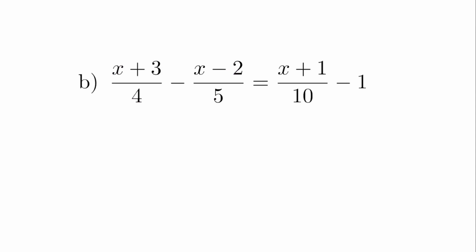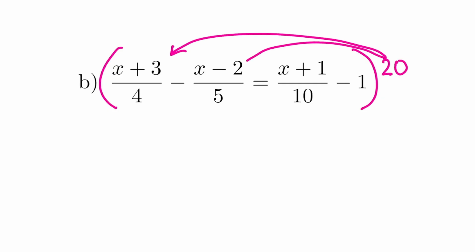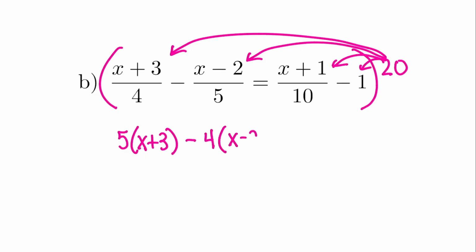Here's a rational expression, and what we can do is multiply everything by the least common denominator, which is going to be 20. So if we go ahead and multiply everything by 20, I'll show you guys what this is going to look like here. We are going to get 5 times (x + 3) minus 4 times (x - 2) equals 2 times (x + 1) minus 20.